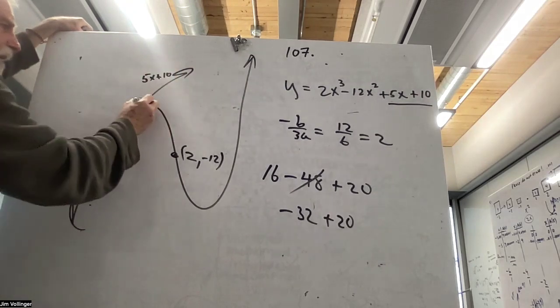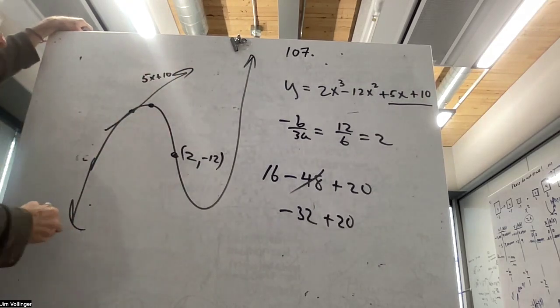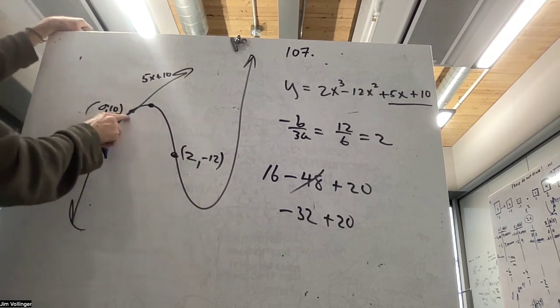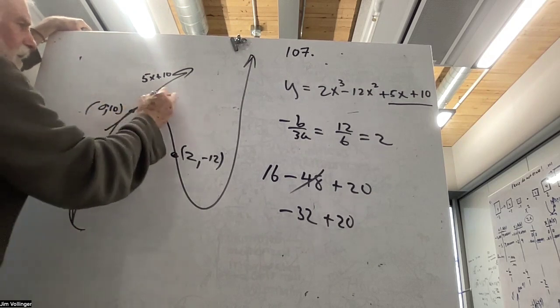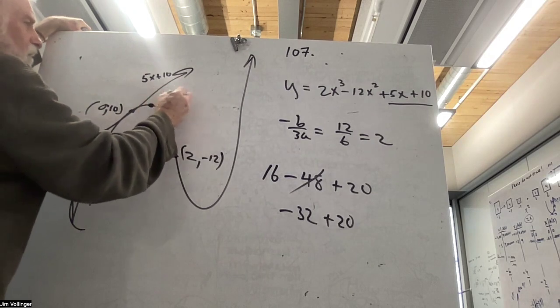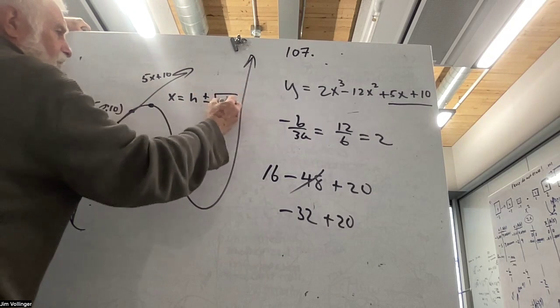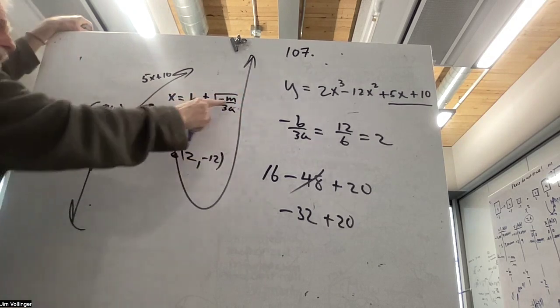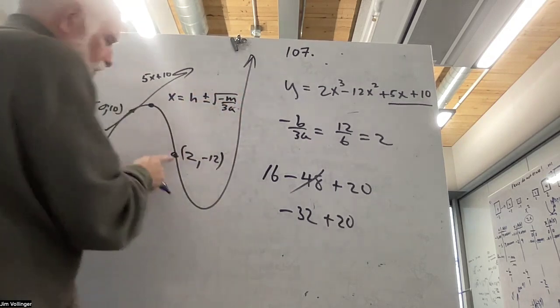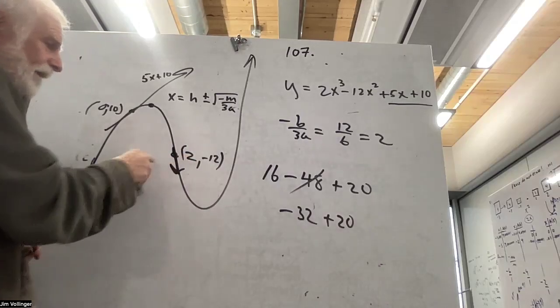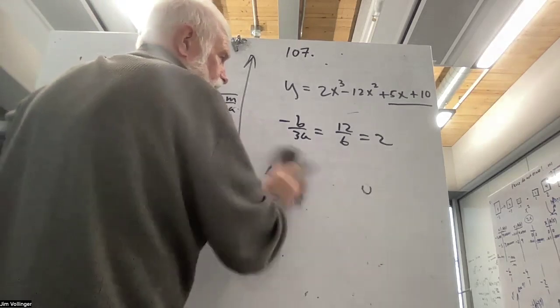Which means that my max has got to be at an x value less than 0, because this is 0, 10. All right, so I've got to be less than 0, and my x is equal to h plus or minus the square root of minus m over 3a. I'm not there yet because I've got to find m. m is the rate of change right here. That's the rate of change. So I'm going to get that tangent, and then we can put it in graphing form.